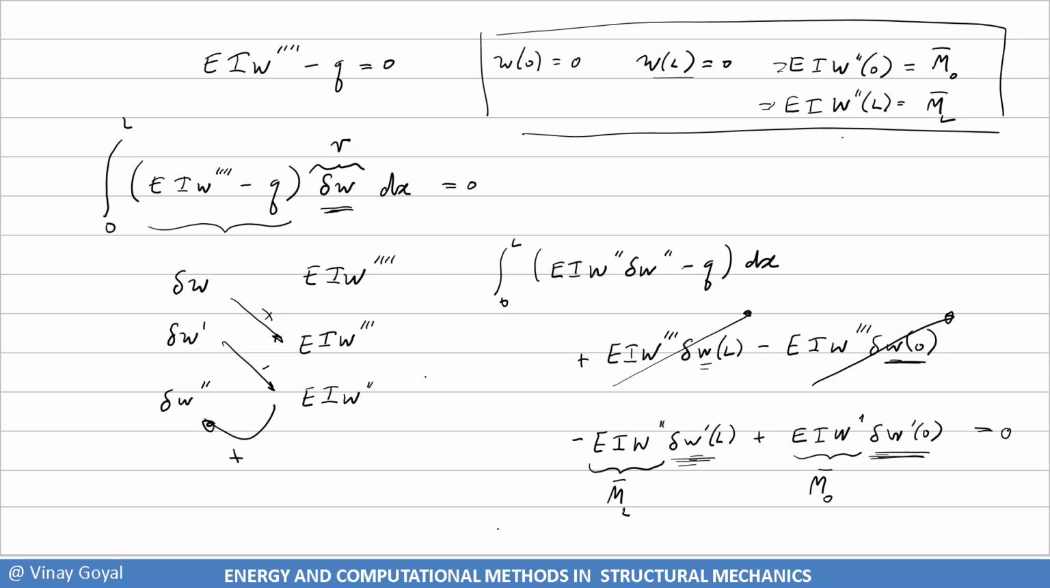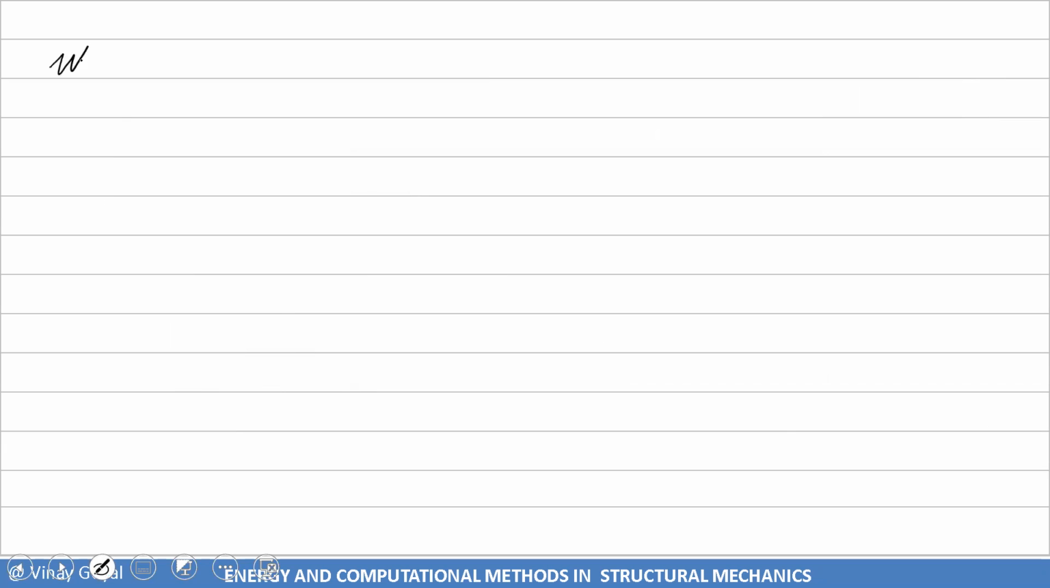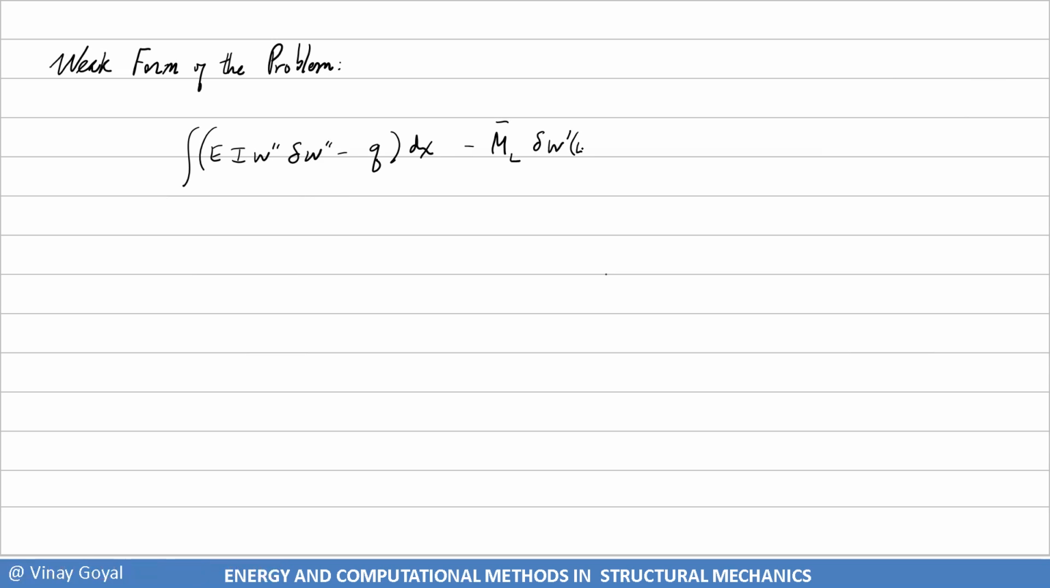But the idea now is to substitute the approximation function for W. And the way you want to do this, let me write the weak form of the problem. The weak form of the problem has become the integral of EI, W double prime, del W double prime, minus Q del W, dx. And then I have a number of boundary conditions, minus M bar at L, del W prime at L, plus M bar at 0, del W prime at 0. And this is equal to 0.